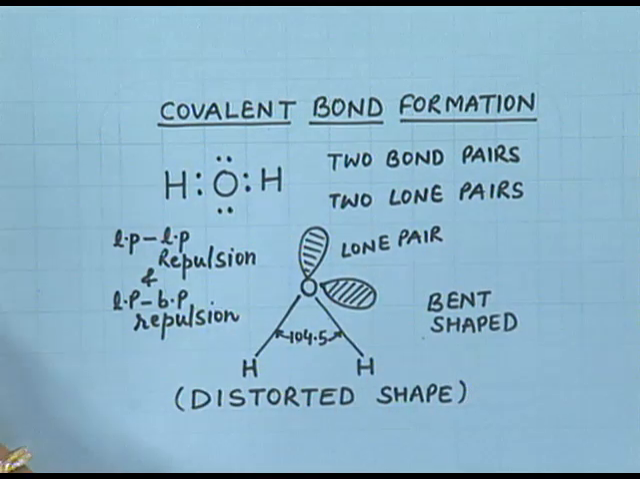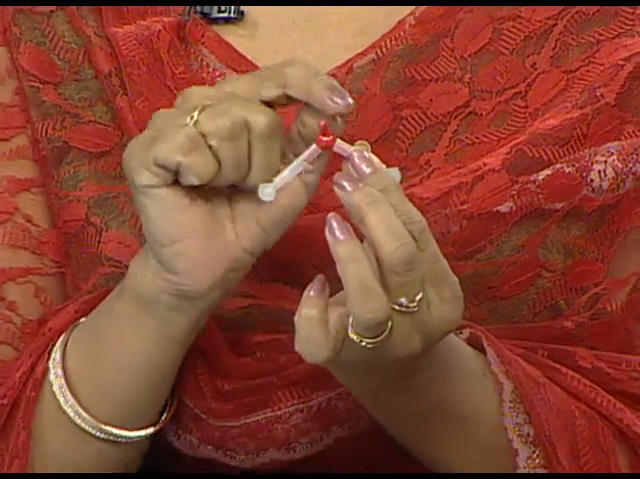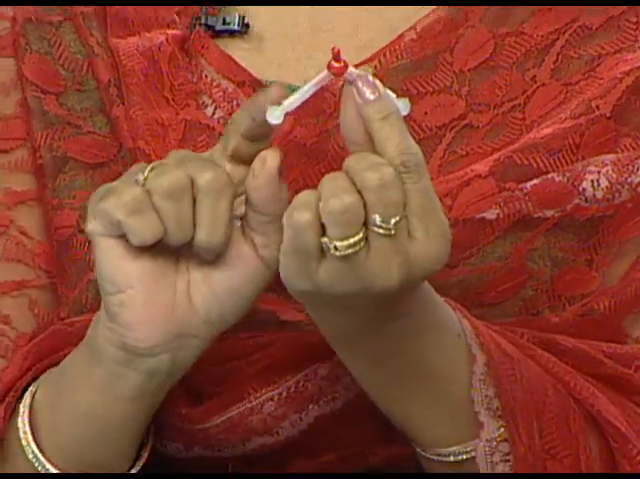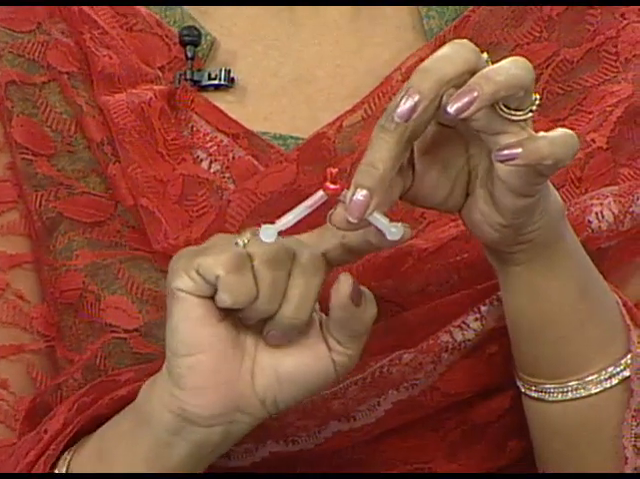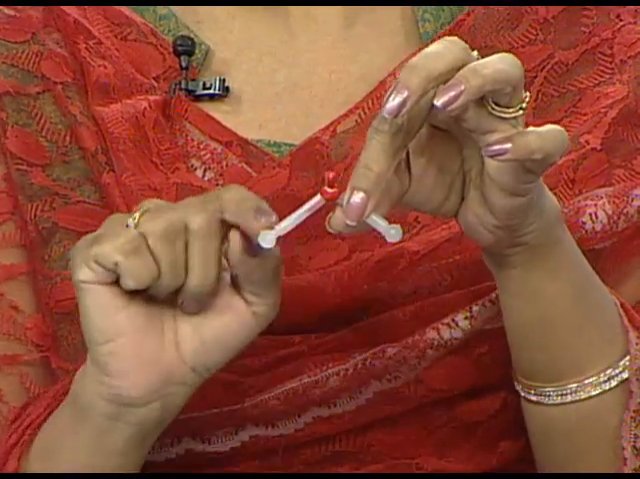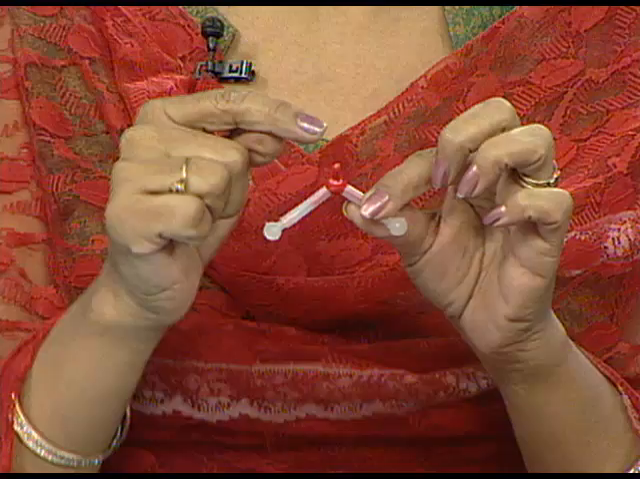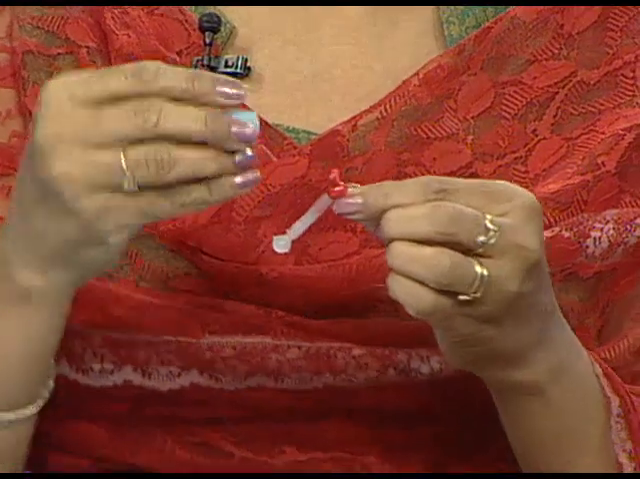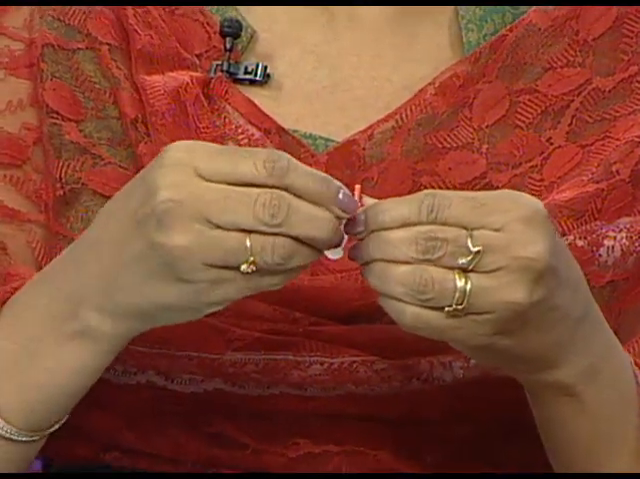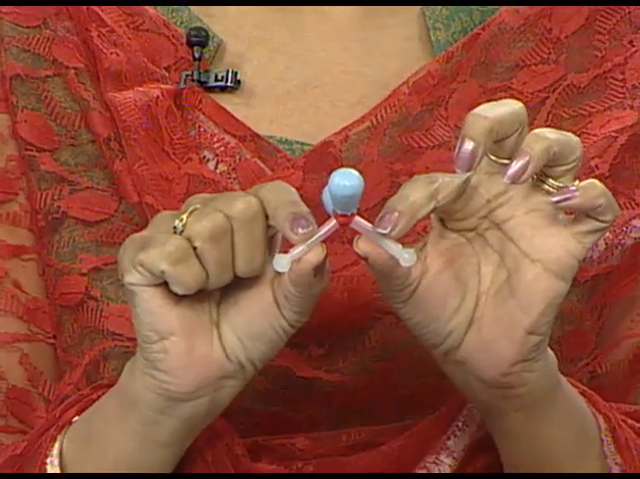Now I am showing you through the molecular model kit. This is the water model. The red ball here represents the oxygen atom and these 2 white balls represent hydrogen. Oxygen is covalently bonded to these 2 hydrogen atoms. On this oxygen there are 2 lone pairs of electrons. I am showing these 2 lone pairs using these blue lobes. Now you can see this is the water molecule.